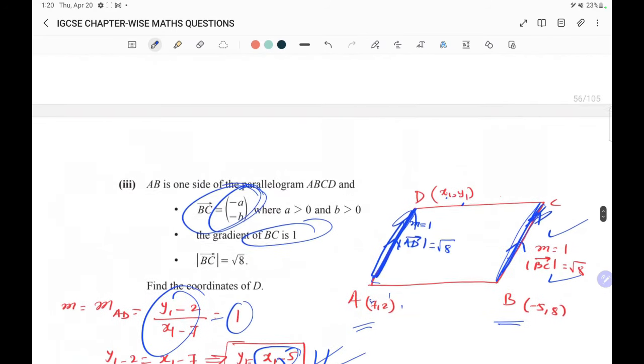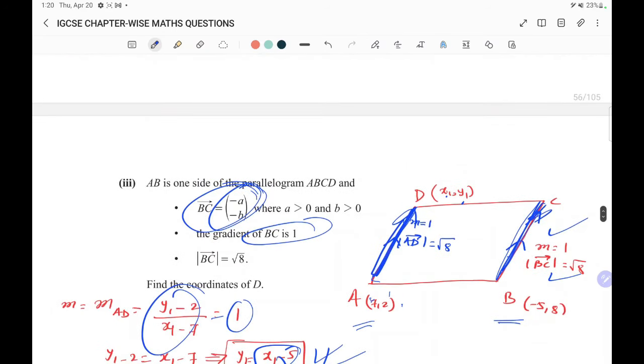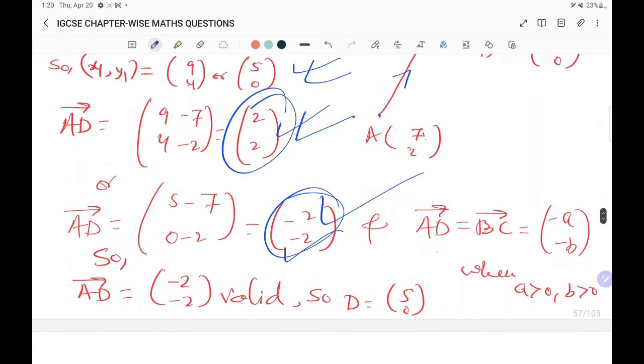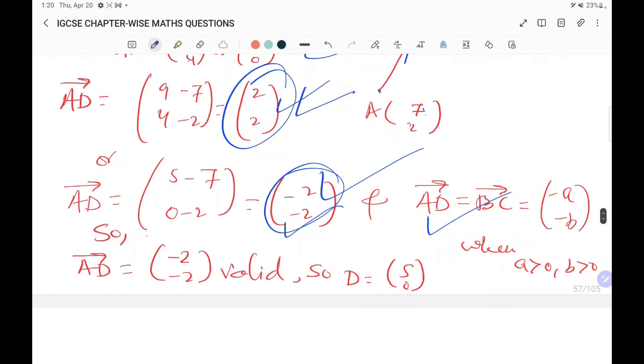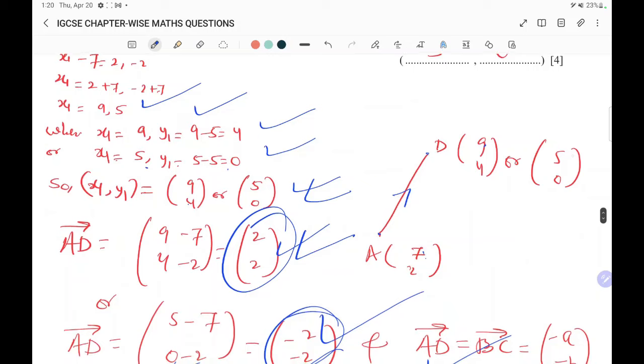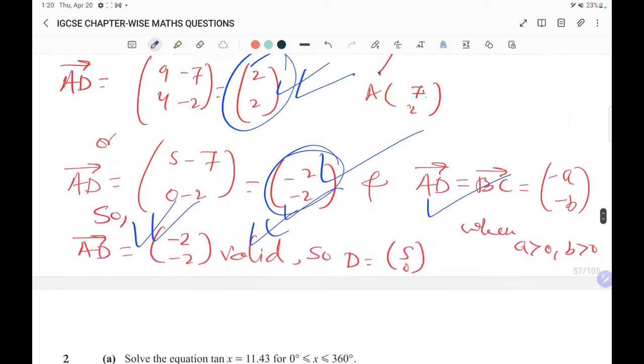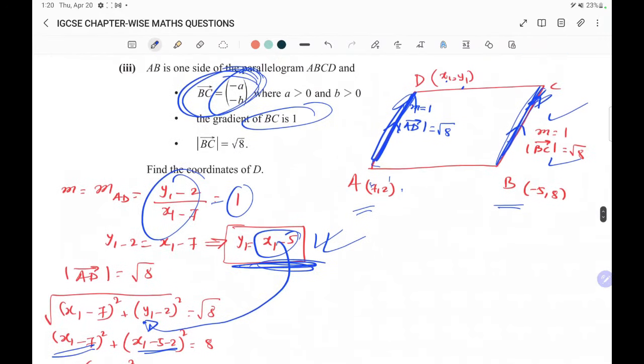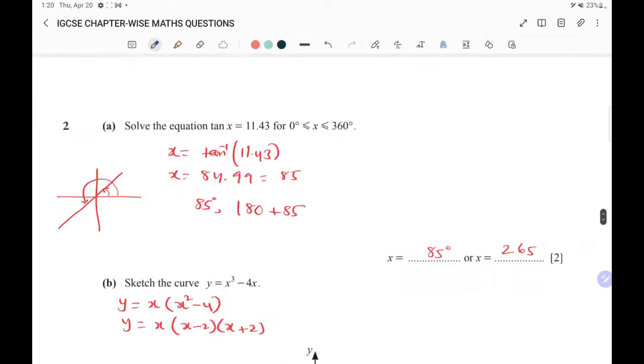Which one should be the right one? This is minus a minus b, right? Negative 1. So this should be the right one. So AD is (minus 2, minus 2), that is valid. So if AD is (minus 2, minus 2) valid, it means this point is valid, 5 comma 0. So D is (5, 0). So find the coordinates of D. So that will be 5 comma 0.